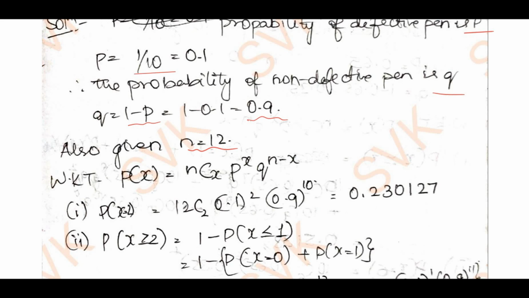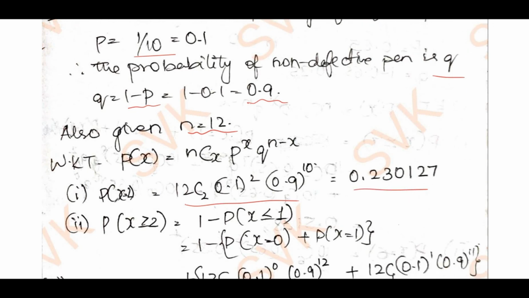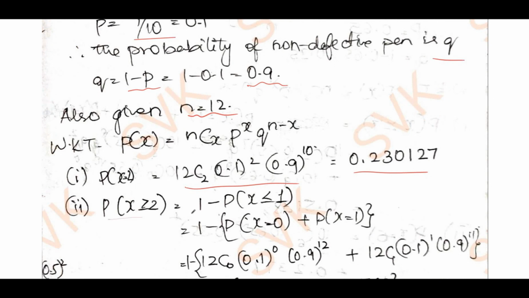So the n value is 12, 12C2, the p value is 0.1, 0.1 power 2 into 0.9 power 10. By solving this in your calculator, we are going to get 0.230127.